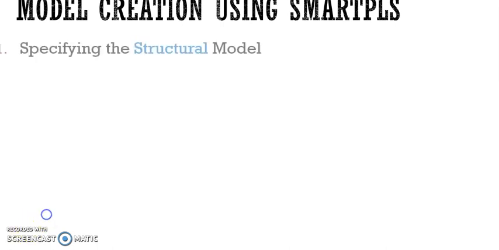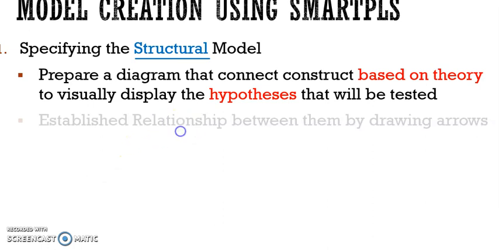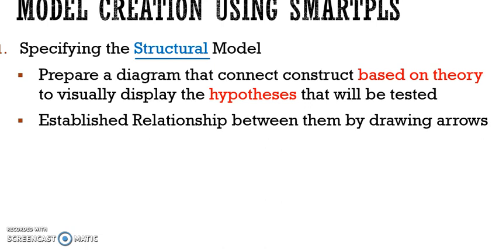Model creation using SmartPLS. Specifying the structural models. The first step is to specify our structural model. Prepare a diagram that connects constructs based on the theory, to visually display the hypotheses that will be tested, and establish relationships between them by drawing arrows.